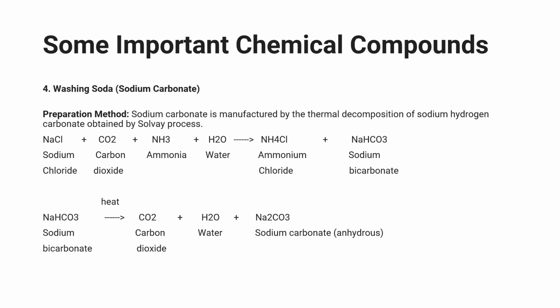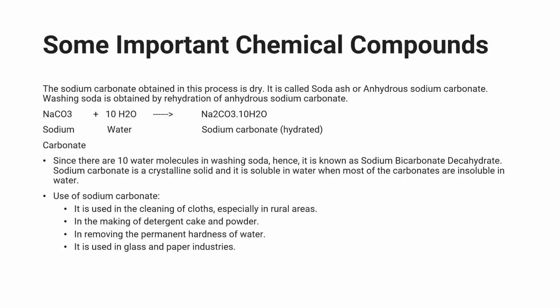Washing soda or sodium carbonate. Preparation method. Sodium carbonate is manufactured by thermal decomposition of sodium hydrogen carbonate obtained by the Solvay process. The sodium carbonate obtained in this process is dry. It is called soda ash or anhydrous sodium carbonate. Washing soda is obtained by rehydration of anhydrous sodium carbonate.